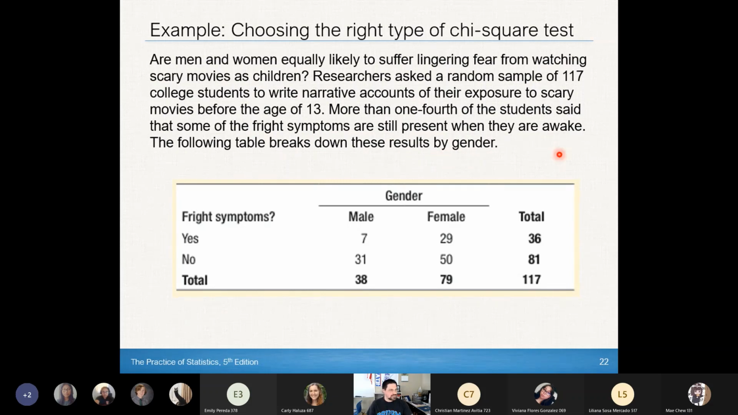So again, they randomly sampled from a single population of college students. They then broke down this data by gender and whether or not they're experiencing fright symptoms. So we have two categorical variables that we're comparing. And this is our observed counts.